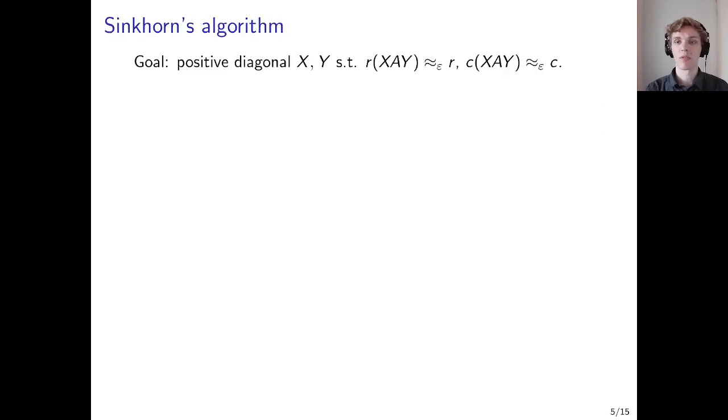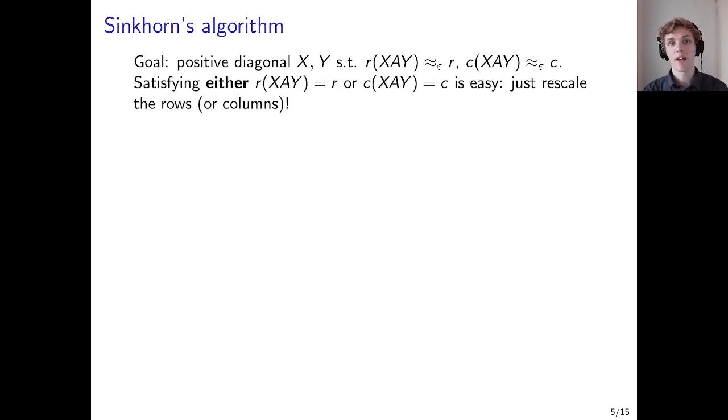So let's get to Sinkhorn's algorithm. Our goal was to find positive diagonal x and y such that the row sums of xAy become r and the column sums of xAy become c. Now, the idea is that left multiplying with diagonal matrices allows me to rescale my rows, whereas right multiplying with a diagonal matrix rescales the columns. So that means I can rescale my rows and my columns however I want.